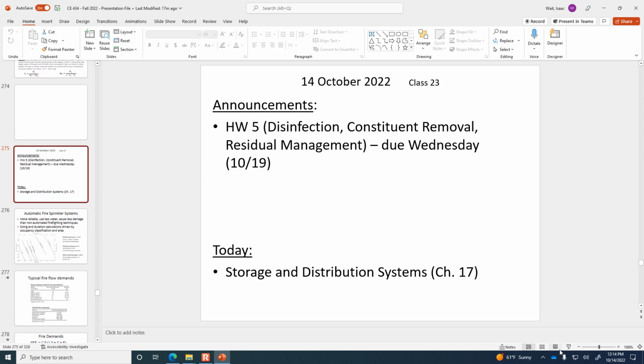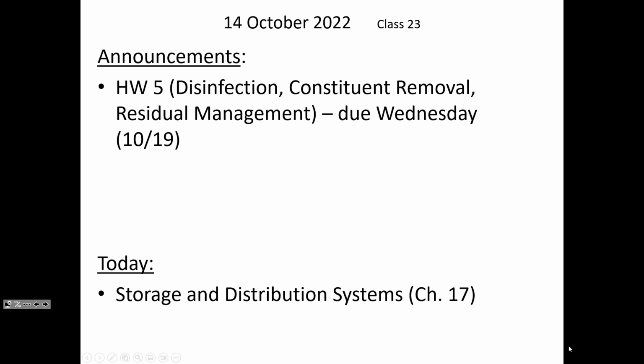Today what we're going to be talking about is storage and distribution systems, and this is some of the material that's found in Chapter 17 of the textbook.